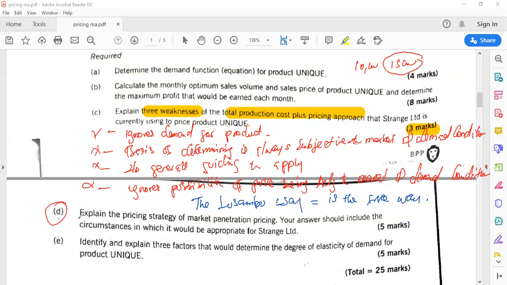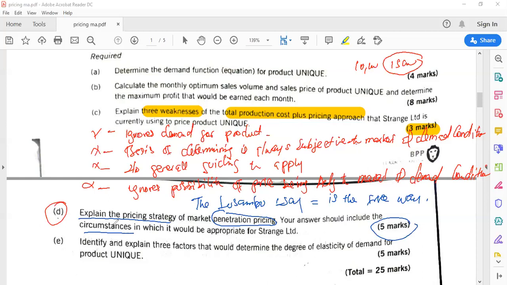So explain the pricing strategy of market penetration pricing. Now see the marks, those are 5 marks. Your answer should include the circumstances in which it would be appropriate for Strange Limited, for this company. So this means, of course, you've got to know the kind of situation the company is in.